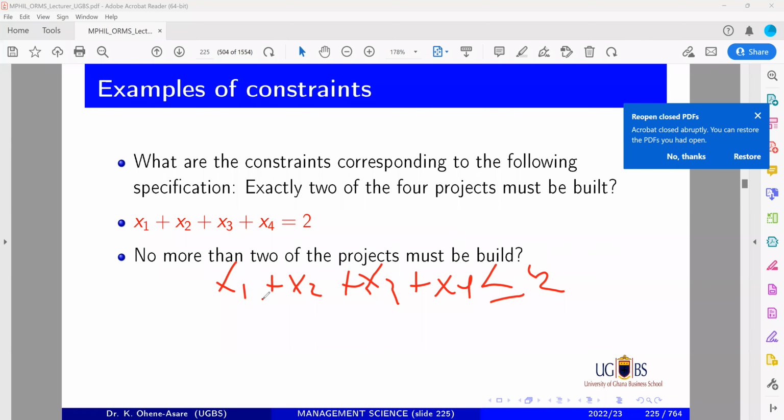Very good. That's the meaning of no more than. More than is greater than. Not greater than will be less than or equal to 2. And that is how it's supposed to be.